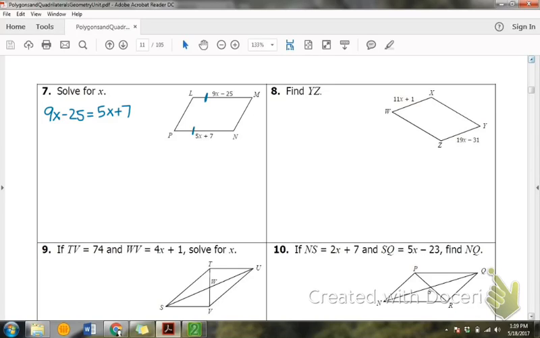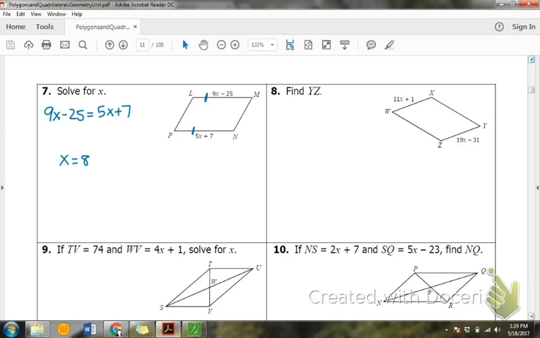Make sure, guys, in your diagram that you mark them congruent, because you get points for marking things congruent in your diagram. All right, what are we getting x to be? 8.